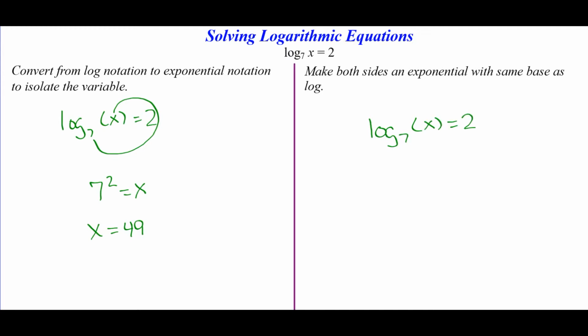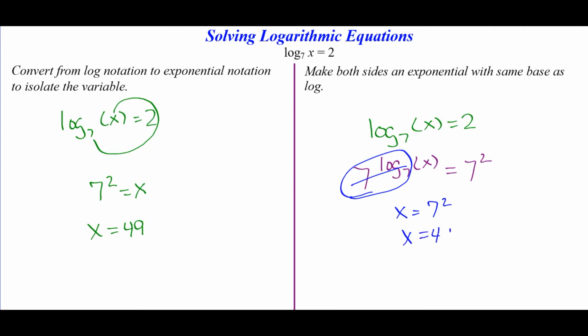Remember here we're going to create an exponential on both sides, so 7 to the log base 7 of x equals 7 to the second power. So here these are the inverse operations that will cancel each other out. x equals 7 squared, which is 49. Again, 49 is going to keep my argument positive, so I feel comfortable with that answer. You could also solve by graphing any of these, so you always have that option. A lot of times you're going to have to adjust your window settings though.